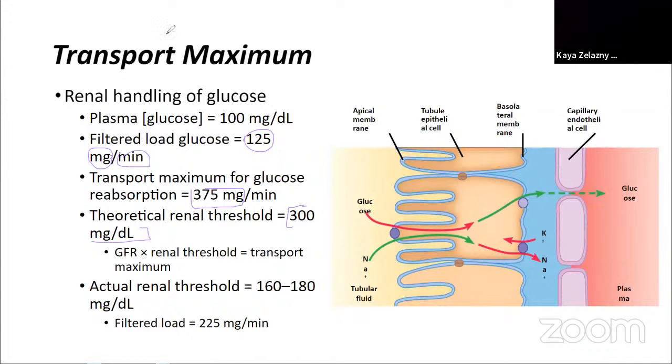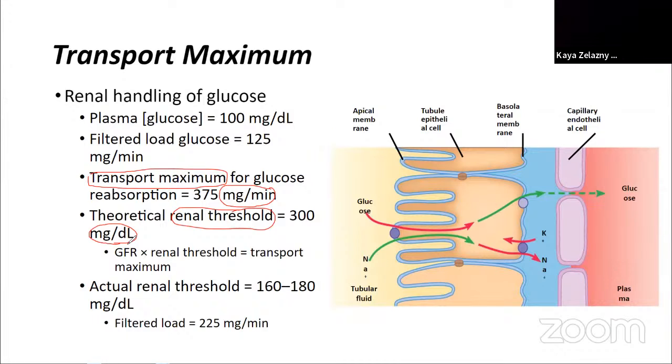So it might be helpful for me to clarify, just because these two terms are very similar, right? Note that the transport maximum is talking about a rate. So this is our milligrams per minute, versus our renal threshold is talking about an amount. So this is milligrams per deciliter.